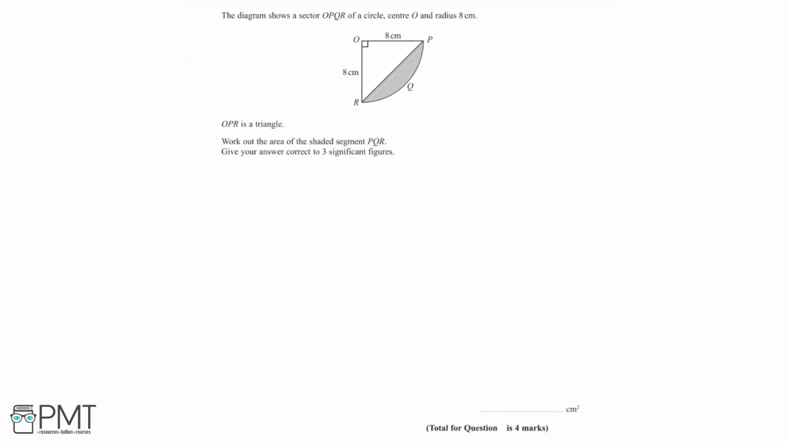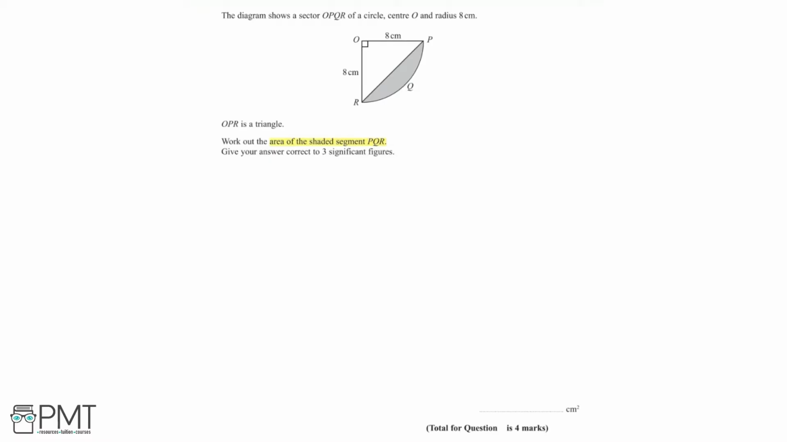In this question, we're given a diagram which shows a sector OPQR of a circle with centre O and radius 8 cm. We're then told that OPR is a triangle, and we need to work out the area of the shaded segments PQR, giving our answer correct to 3 significant figures.